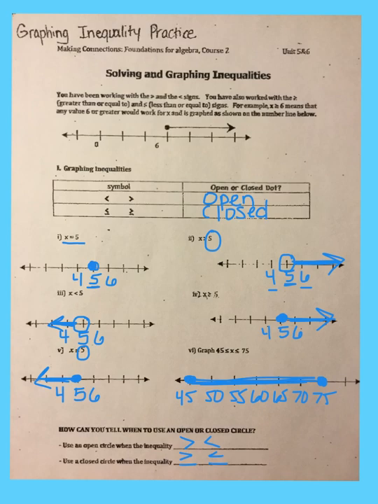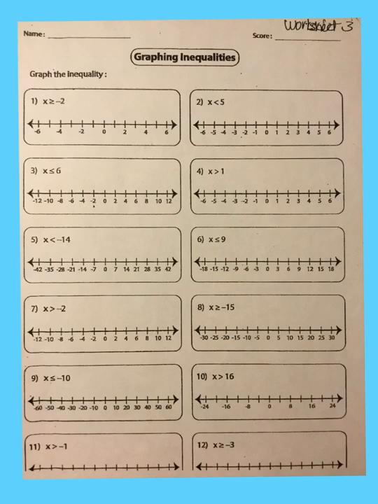On to the next page. So now let's practice some graphing. X is greater than -2, so I'm going to put my circle on -2. And then what number is greater than -2? 0 is greater than -2, so I shade in this direction.